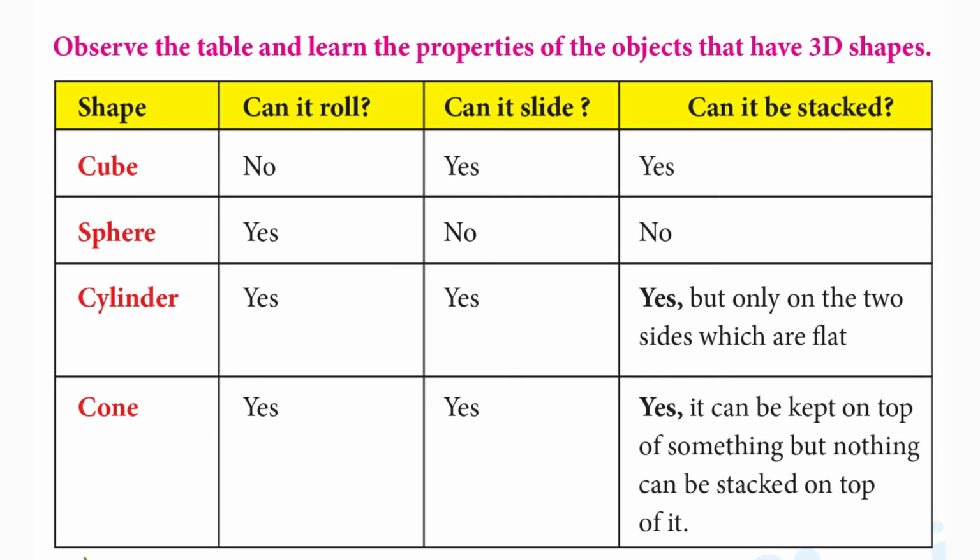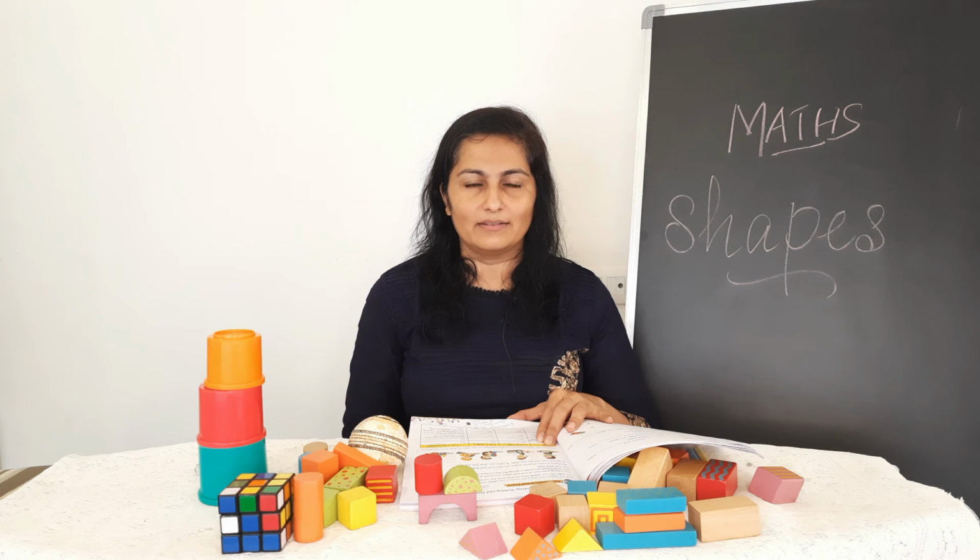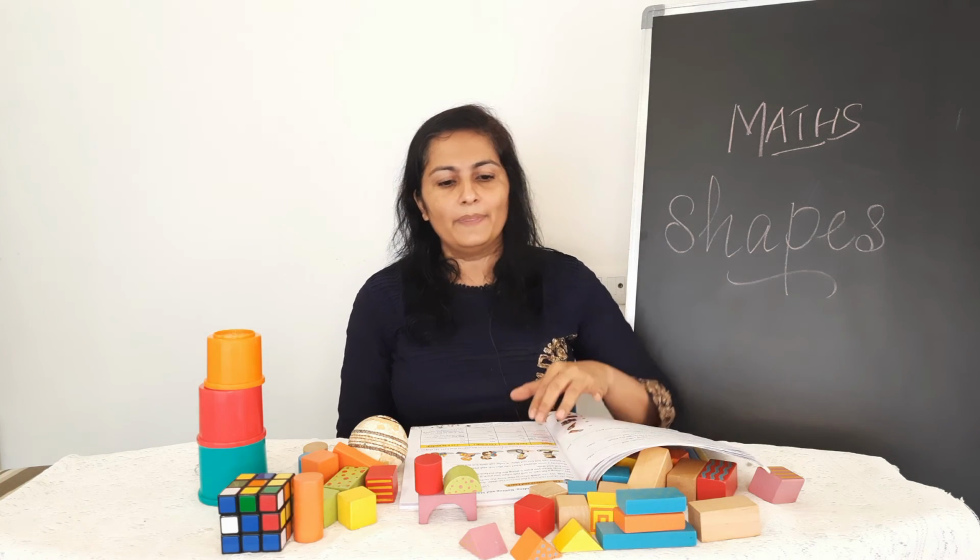Can it be stacked? Yes. So the cylinder and the cone almost get all the 3 points. So it can be kept on top of something, but nothing can be stacked on top of it. That is, the cone has only one vertex, we learnt. So on that vertex you cannot keep anything.